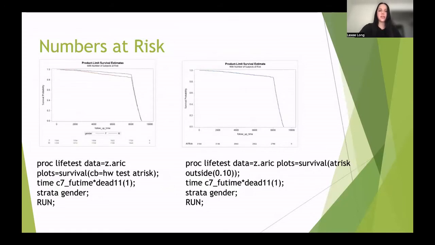You can also include numbers at risk tables. On our left plot here, you can see that it has the number at risk for our sample by female and male at the bottom of the plot. Again, you specify that in parentheses after your plots options. Here it looks like we still have Hall-Wellner and our homogeneity test, but all you would need to do is use the atrisk option in this parenthesis. On the right here is specifying that we want our at-risk table outside. So you just include atrisk outside, and then the 0.10 is the amount of space you're telling SAS to save for your at-risk table outside.